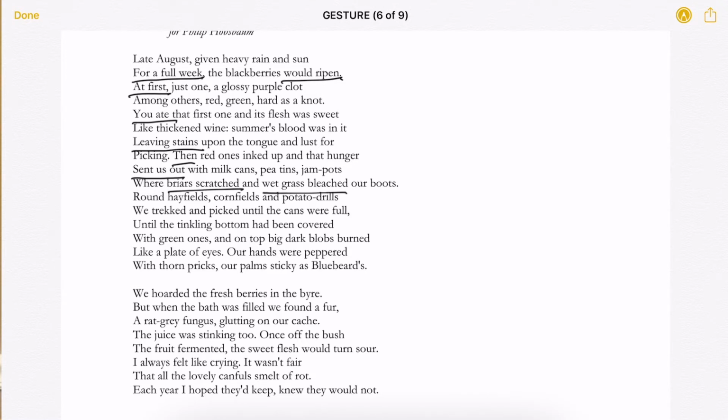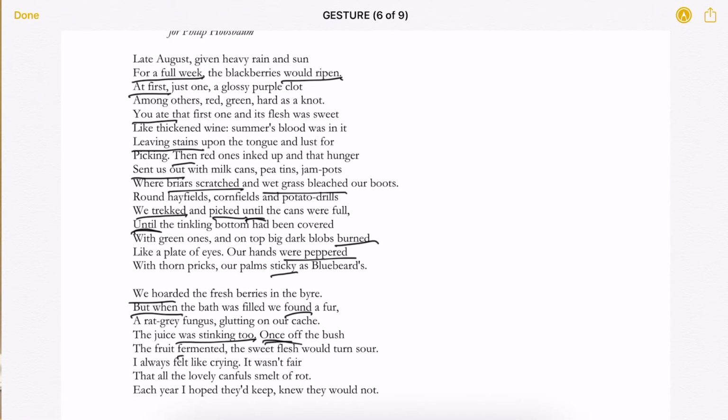Round hayfields, cornfields, and potato drills, we trekked and picked until the cans were full, until the tinkling bottom had been covered with green eyes, and on top big dark blobs burned like a plate of eyes. Our hands were peppered with thorn pricks, our palms sticky as bluebeards. We hoarded the fresh berries in the byre, but when the bath was filled, we found a fur, a rat gray fungus glutting on our cache. The juice was stinking too.